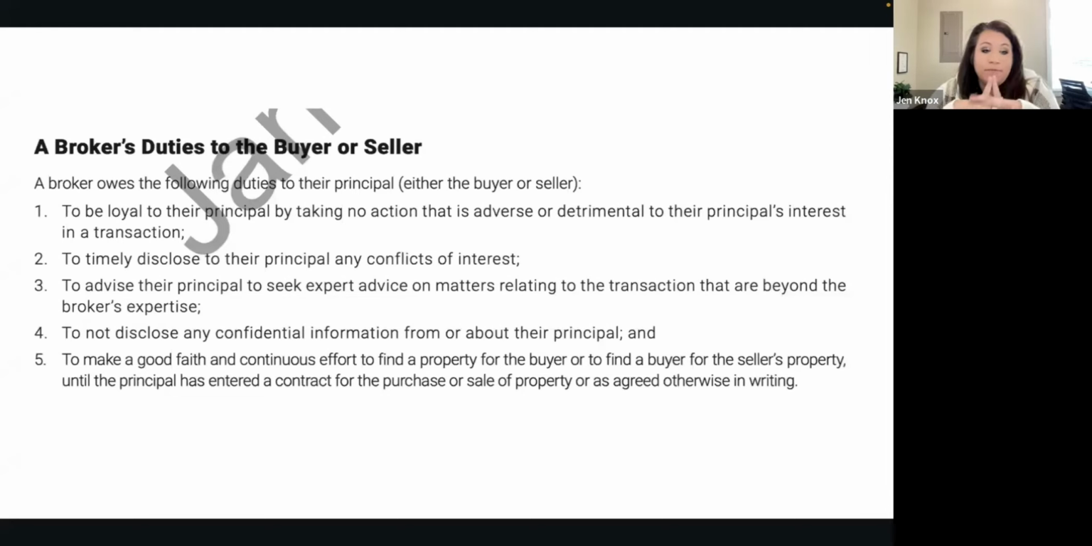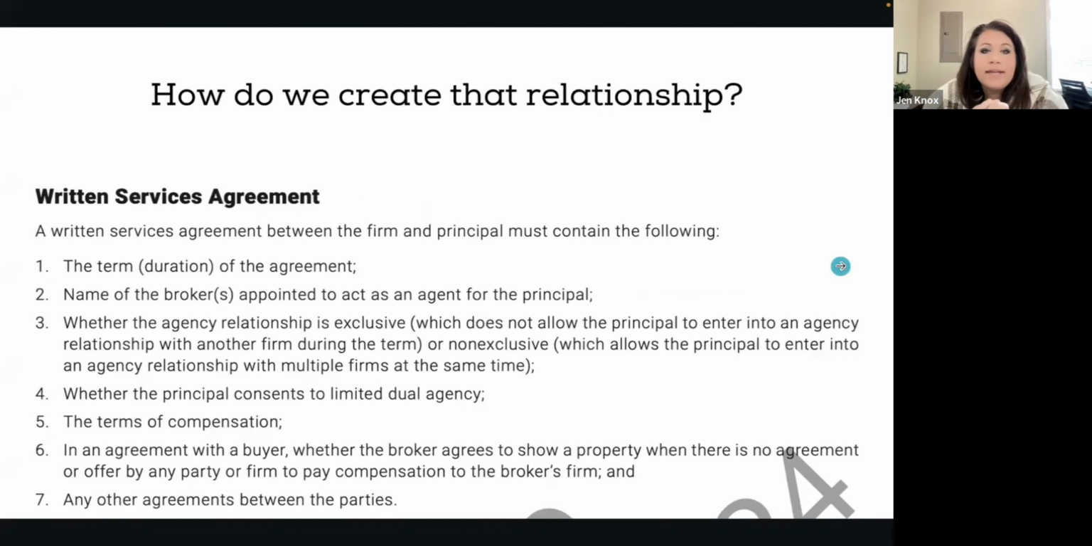Also, of course, as before, we cannot disclose anything confidential about the person we represent. And then finally, we have to do everything in good faith for the client we represent. Finding a buyer for the property, everything in good faith. I'm just going to keep it bullet pointed there. Now, the relationships we create.